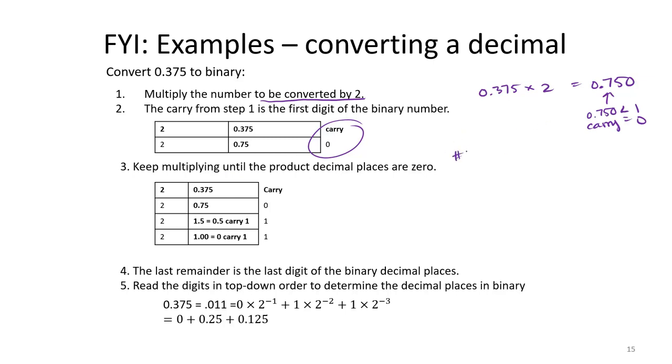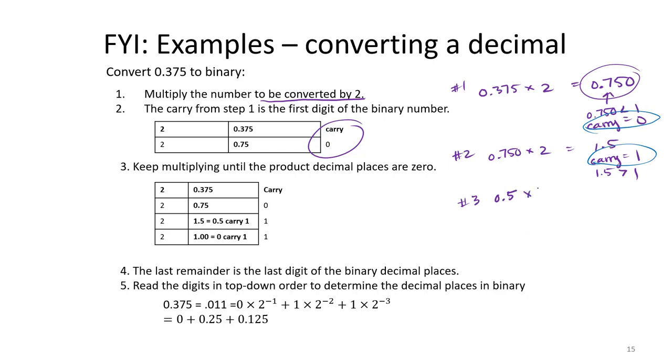So the second round, we take our 0.750, we multiply that by 2, we get 1.5. This time, our carry is equal to 1, because 1.5 is greater than 1. Notice for this third step, we take our decimal places, which is 0.5, we multiply by 2, we get 1. So our carry here is 1, and our result is 0. And we stop.